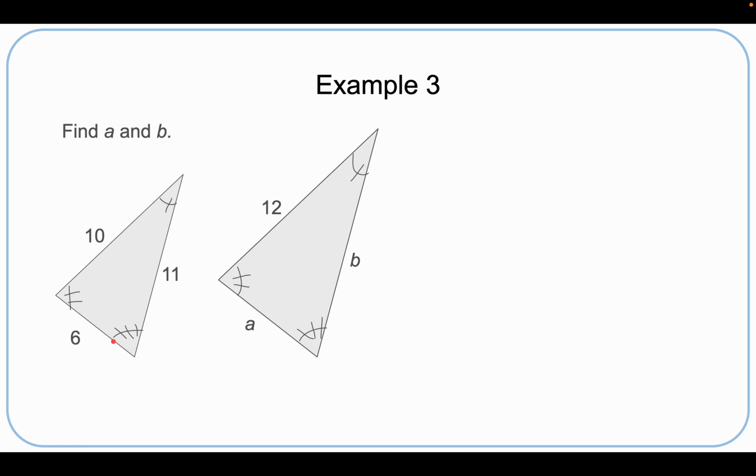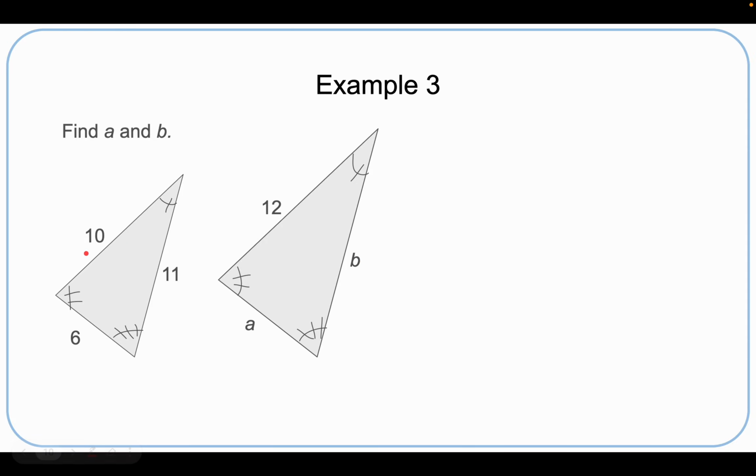So let's look at an example. So here we have similar triangles. If you look at the angles, you can tell that they have all the same angle measures. And so it's similar triangles. We have 2 unknown sides, A and B here. So we can use what we know about proportions.